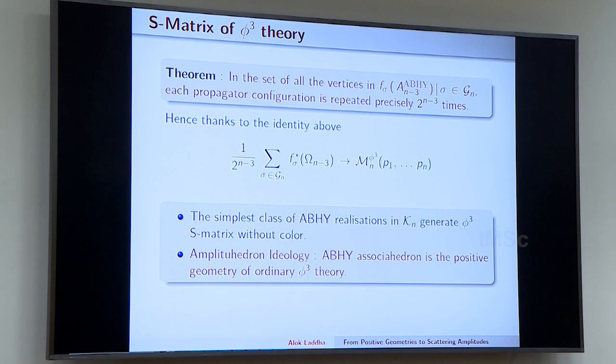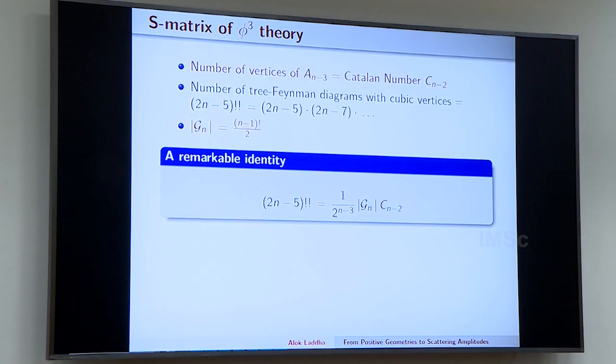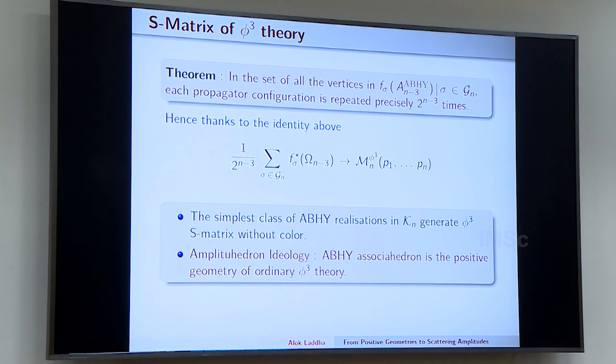So if we could somehow show that when we scan over all these maps sigma, each vertex repeats an equal number of times, then we can use this identity to write the full S matrix as follows. Here's a theorem we could prove: you take your ABHY associahedra and look at the images under all these F sigma maps for all sigmas, then each propagator configuration is repeated precisely 2 to the n minus 3 times.